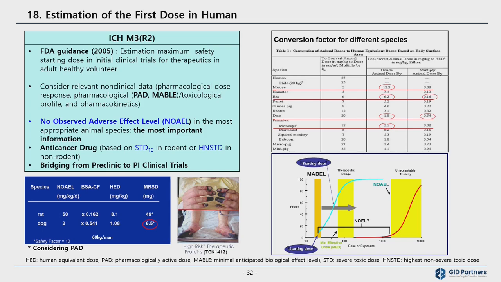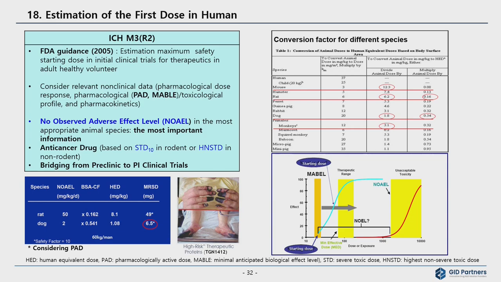What's used the most is the NOAEL-based first dose. So if you cannot get the NOAEL numbers, it will be quite difficult to get the first dose, and therefore not be able to begin the clinical trials. That is why the NOAEL dose is important. And when going with the NOAEL basis, there's a conversion to the human equivalent dose. The body surface area conversion factors are used to come up with the human equivalent doses.